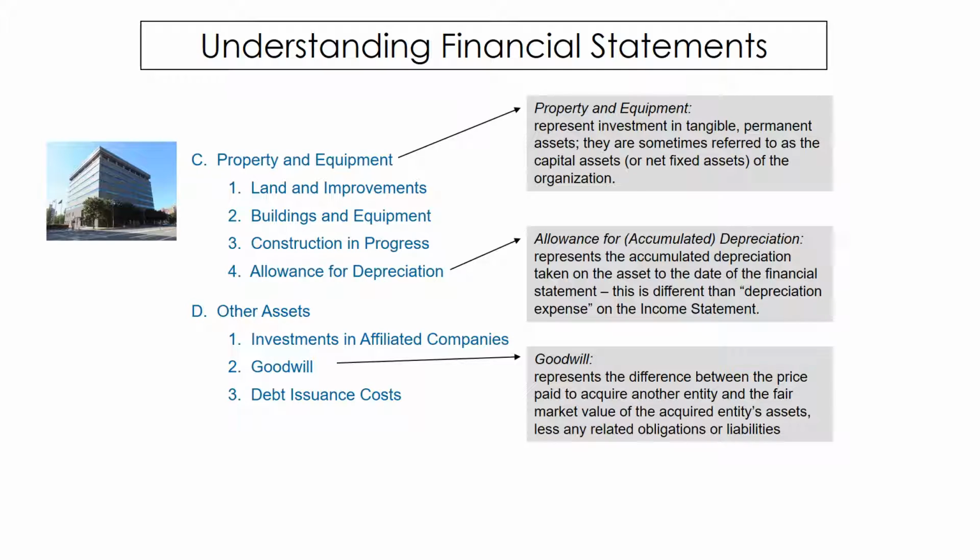So again, it's the difference between the price paid to acquire another entity and the fair market value of the acquired entity. So the fair market value in my house example would be based on what your appraisal came back at. That's what they determined to be fair market value. But the reality is that there was a difference between what you paid and that fair market value. So it goes here on the balance sheet. It's considered an asset. And then any debt issuance costs.